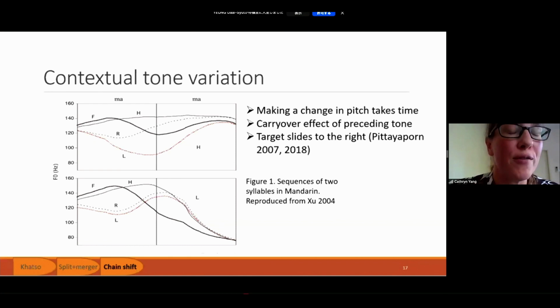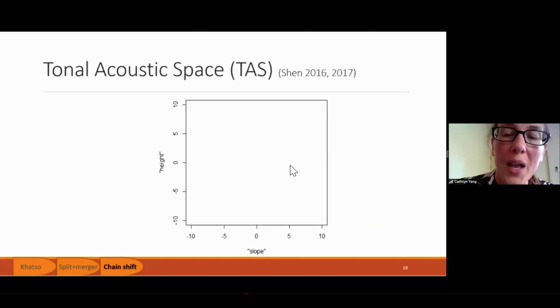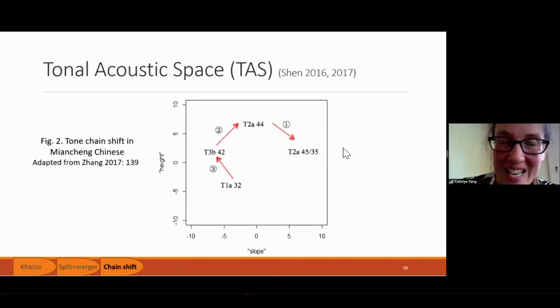Now, what if listeners reinterpret the variance that they're hearing as the intended cue to that tone? Well, the door to sound change is then opened. So we're going to be using tonal acoustic space to depict the tone change shift. I got this idea from Shen Reiting, and we're just using a 2-dimensional space of pitch height versus slope.